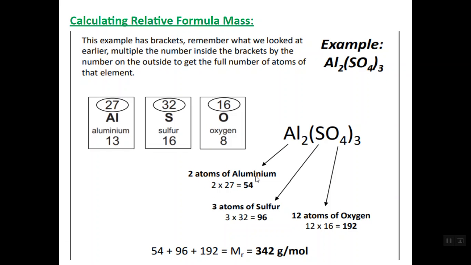So you've got 2 atoms of aluminium because you've got that little 2. You have 3 atoms of sulfur because you've got that in there, but you times it by 3 like you would in maths. And you have 4 times 3, 12 oxygens. And when you add that all together, you get 342 grams per mole. So that is calculating the relative formula mass.